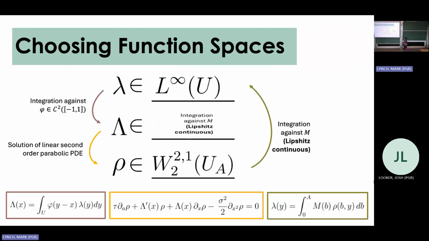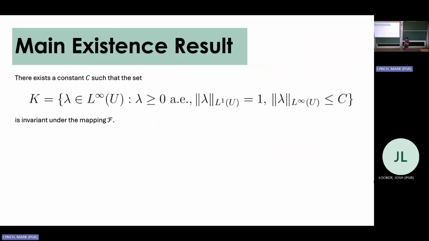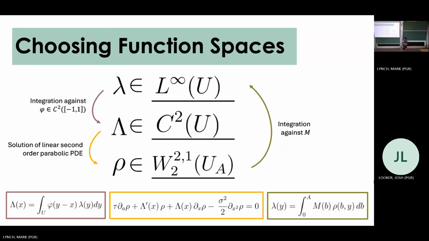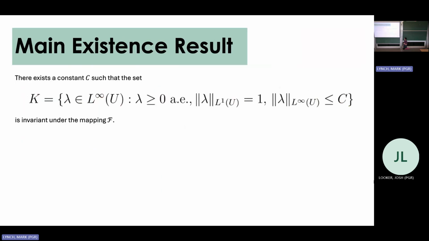From there, M needs to be Lipschitz continuous. After that, we can check that this subset of L infinity is invariant under F. So if we pick a little lambda that starts in this subset K, and we go through all this, we'll get back something else that's in K. We're looking at lambdas that are positive and integrate to 1 because they're actually probability distributions, and then they are uniformly bounded in L infinity for some constant that exists, trust me.